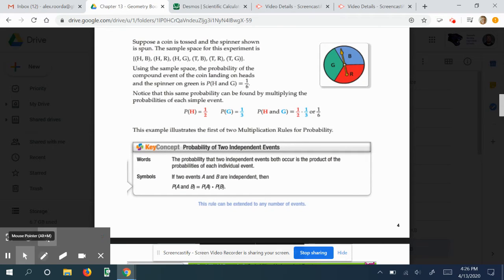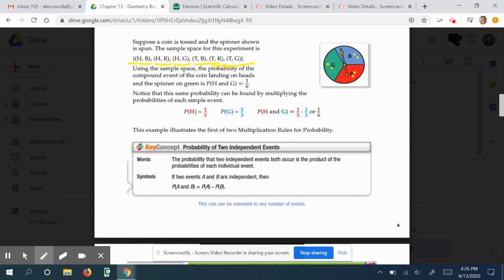Okay, so suppose a coin is tossed and a spinner is spun. So the chance of getting heads in blue, heads in red, heads in green, or tails in blue, tails in red, or tails in green, right, are a sample space, right?